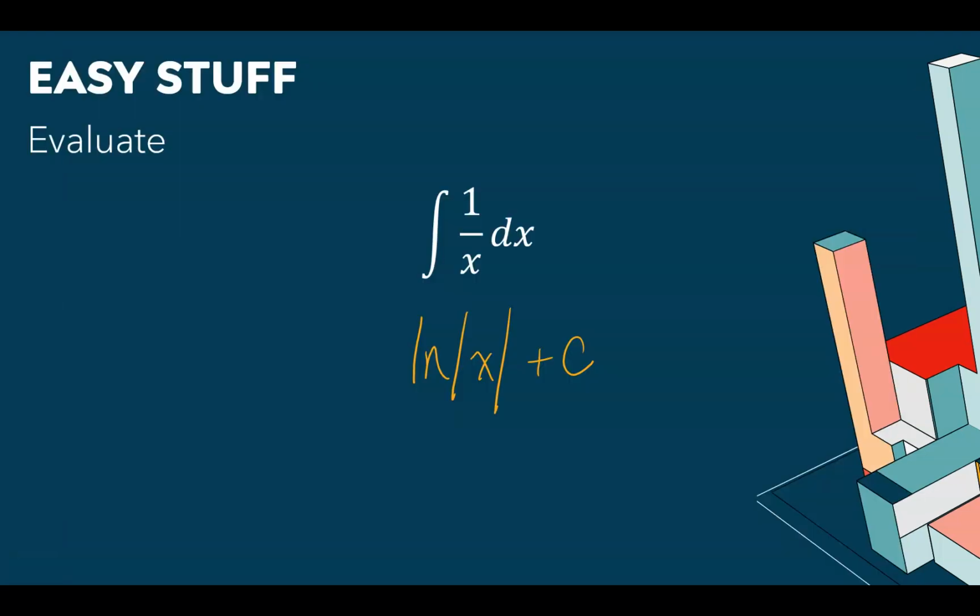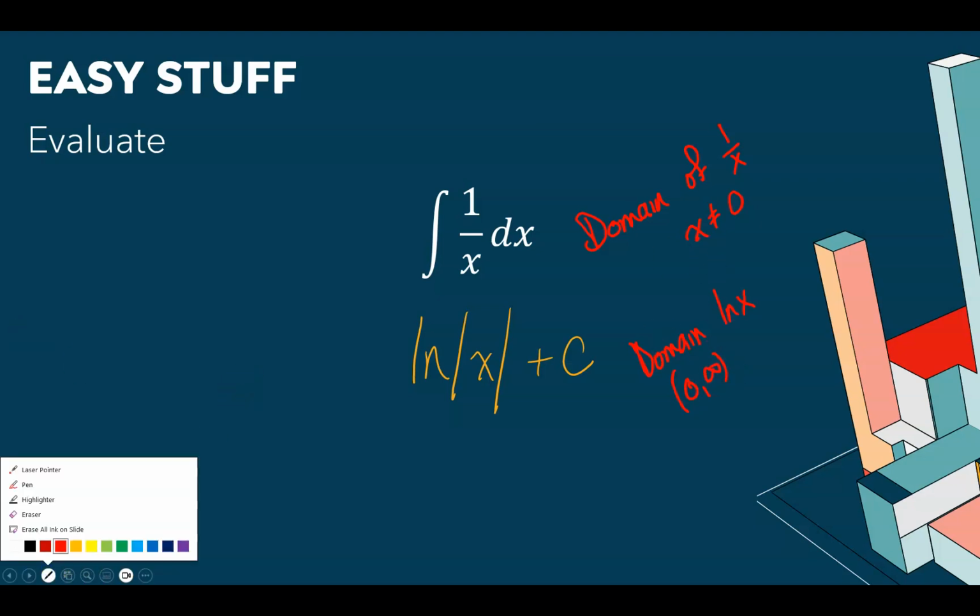Okay, anyways, that absolute value seems to come out of nowhere. And why do we need it? In short, because of the domain. The domain of 1 over x is x does not equal 0, everything but 0. And the domain of natural log is 0 to infinity. Or said another way, natural log only takes positive inputs.